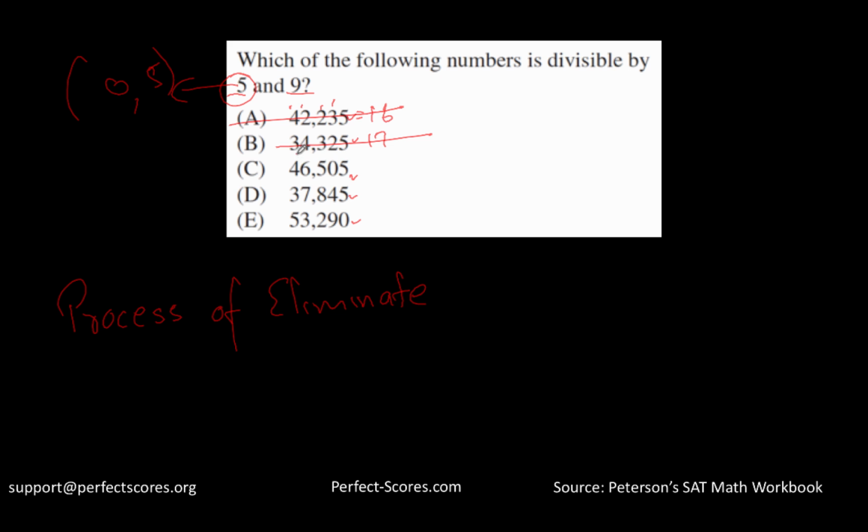4 plus 6 is 10. 5 plus 5 is 10. That's 20. Not divisible. 7 plus 3 is 10. 8 plus 4 is 12. And a 5. So that is 10 plus 12 plus 5. That is actually equal to 27. This number is divisible by 9. Hence, it is my answer.